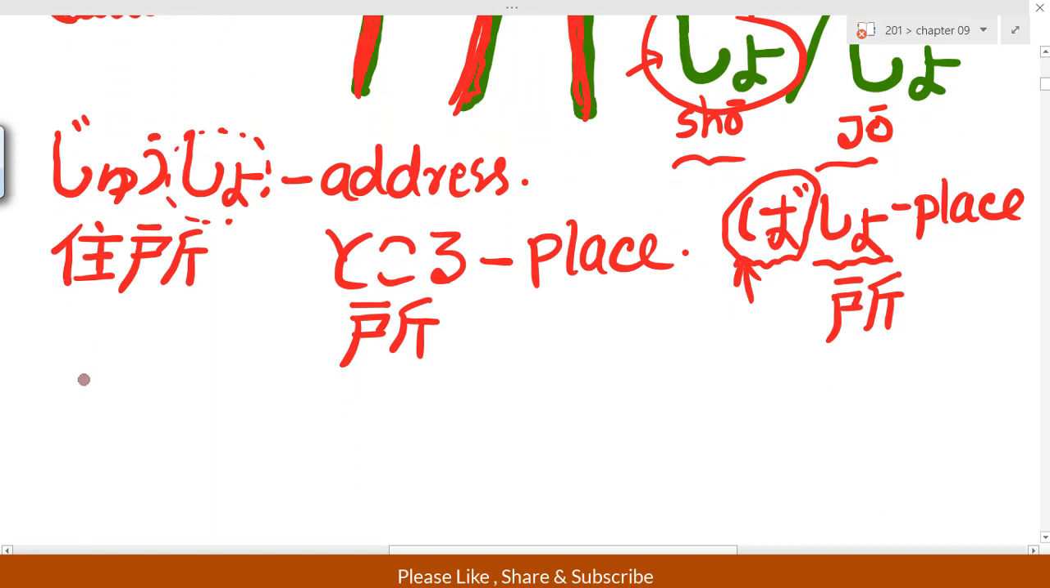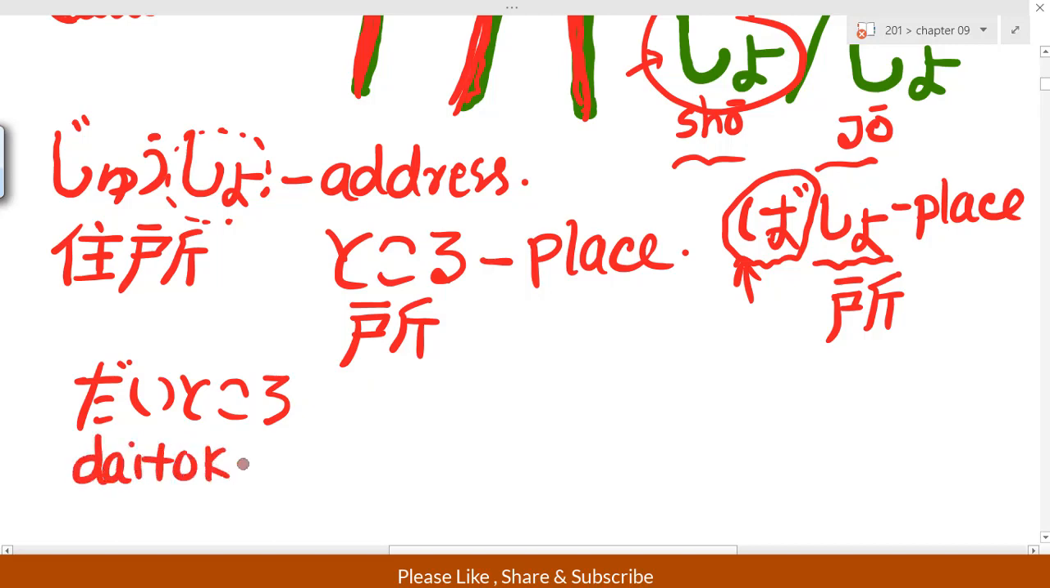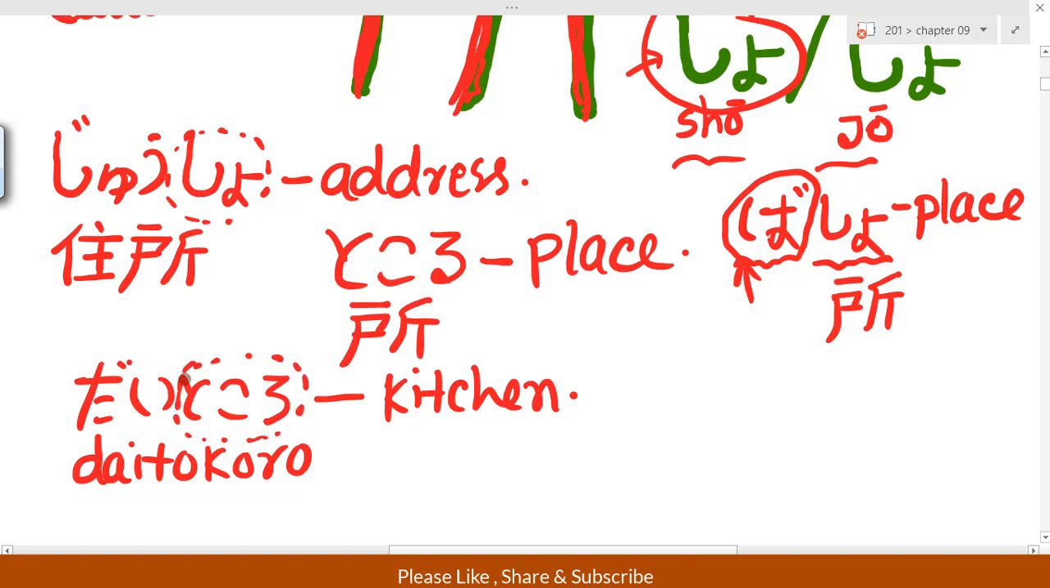Another word is daidokoro. Daidokoro means kitchen. So here tokoro, we know this kanji. Dai has another kanji.